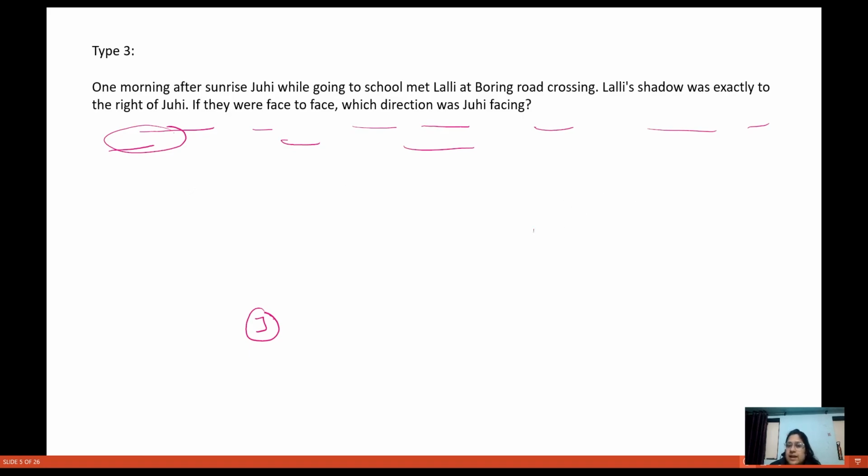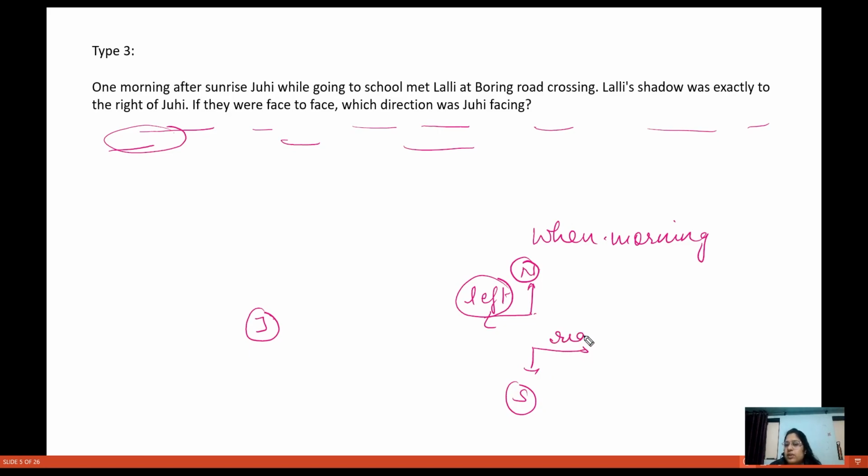We know that whenever it is morning, if you are standing, let's say, facing north, then your shadow will be towards your left. And if you are standing facing the south, then your shadow will be towards your right. Understand this thing. In the morning, because the sun rises from the east, if you are facing towards the north, your shadow will be this side, and your shadow is towards your left.